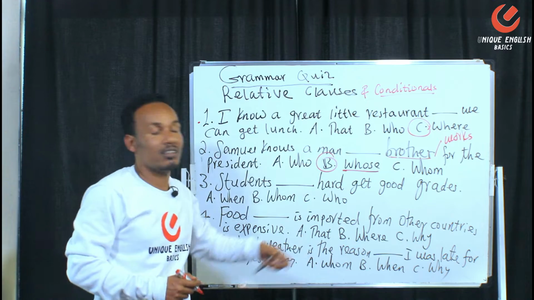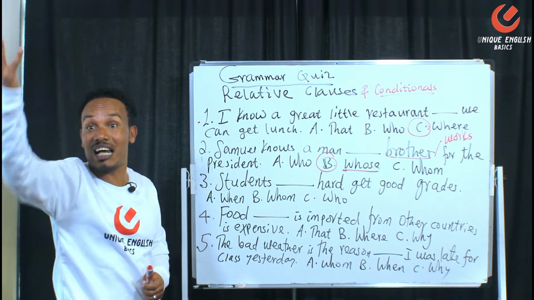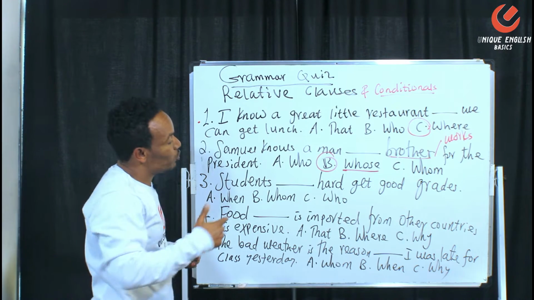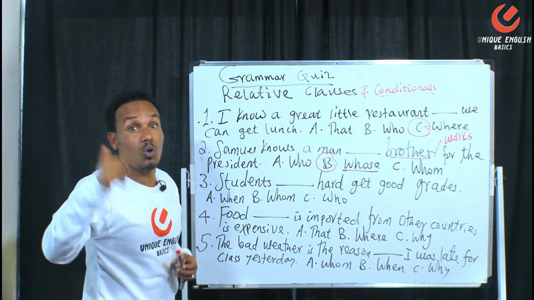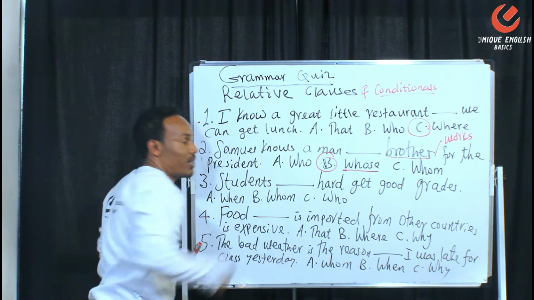Samuel knows a man whose brother works what? Whose brother? Brother is a noun here. Yes or no? So which word is followed by a noun? I mean, which word is followed by a noun? Whose. The relative pronoun whose is followed by a noun.